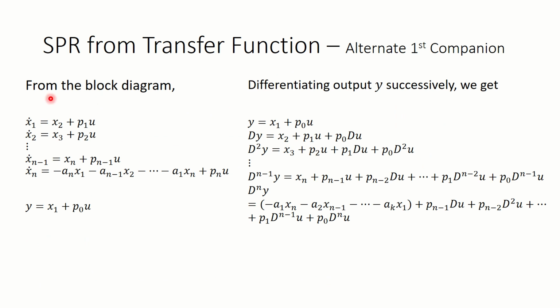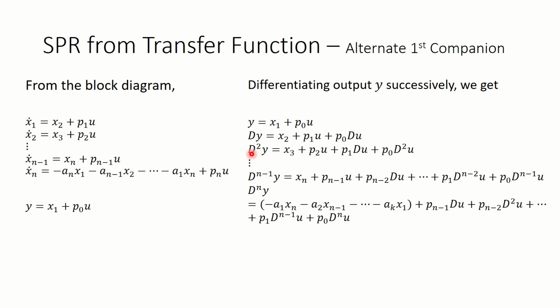Let us see how we are doing this. So these are the equations from the block diagram. Already we have seen this. What we do, we take the output and differentiate it successively. So here the differentiation of the output is happening. Y is this, then we find out what dy is. What is dy? dx1 plus p0 du. Now dx1, basically x1 dot, is already known from this equation, so we always refer to these equations which we have derived from the block diagram. x1 dot we write down as x2 plus p1u, so dy becomes x2 plus p1u plus p0 du.